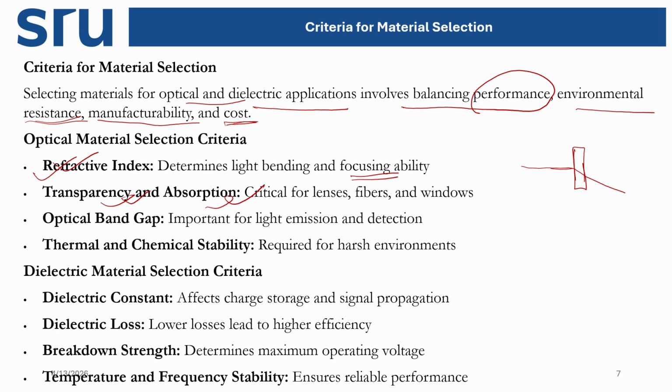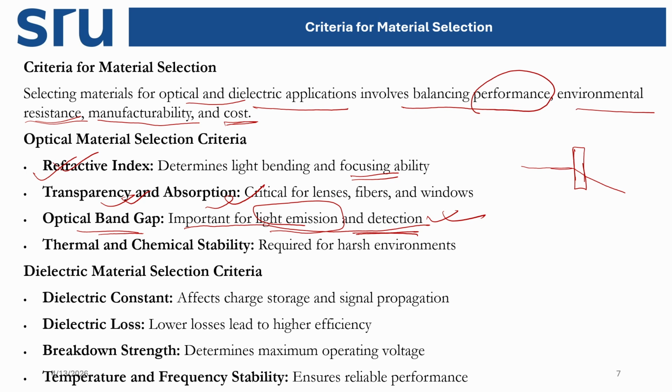Then optical band gap. This is important for light emission and detection, because the emission of light happens from the electronic transition from the conduction band to the valence band. So this means ground state to the excited state. This energy difference is called the band gap. So band gap is very important when the light emission process is the measure we are looking for in its applications. So we should be well aware of the optical band gap of the materials when we are going to use them for light emission properties.